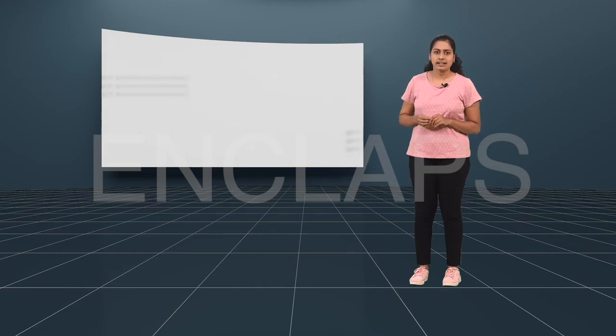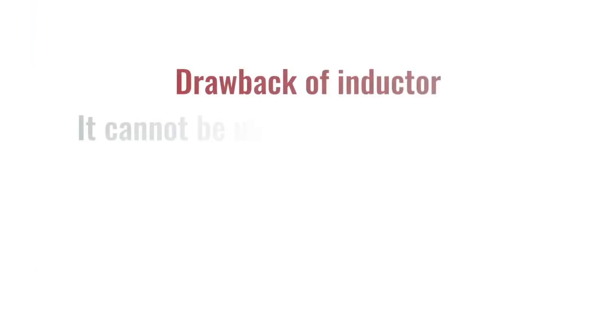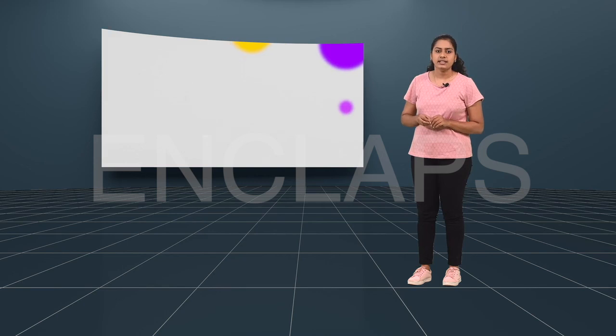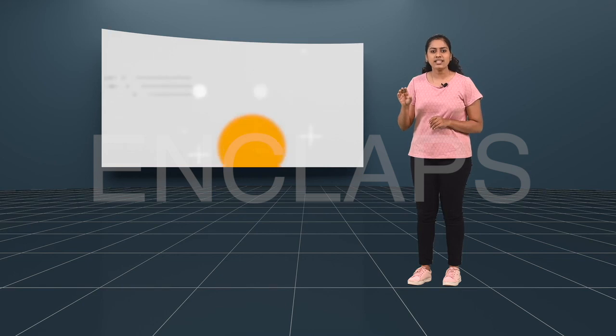As we discussed earlier, inductors are used to reduce the current in a circuit to a desired value without the loss of power. But the main drawback of an inductor is that it cannot be used in DC circuits since there is no self-induction in DC circuits. One point we should keep in mind. Like inductors, resistors can also be used to reduce the current in a circuit. But the resistor will cause an energy loss in the circuit in the form of heat. That is the main drawback of resistors.